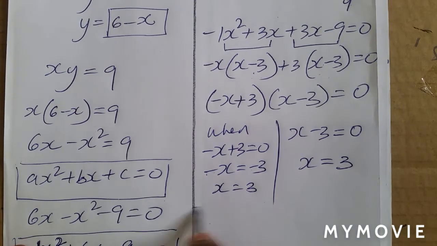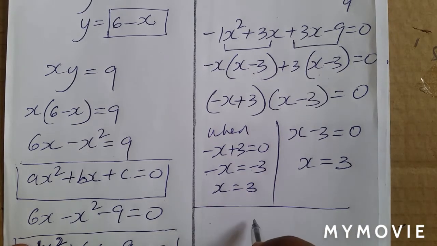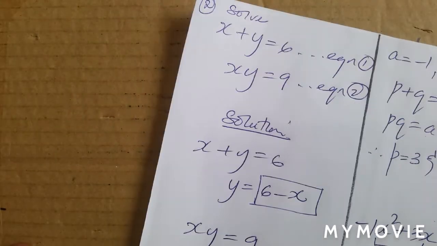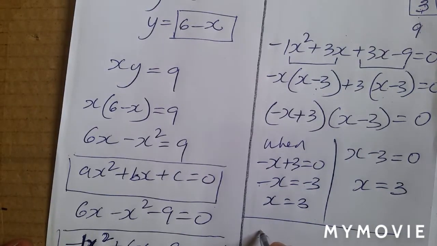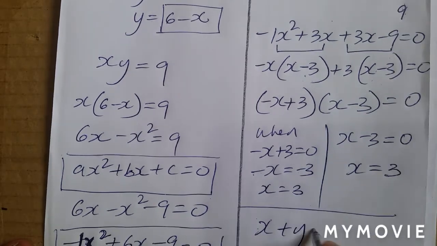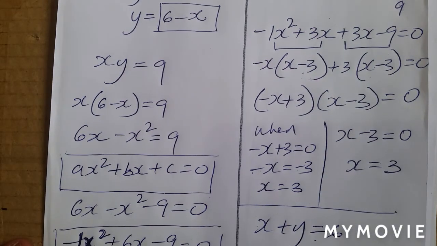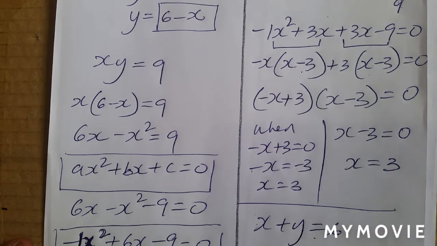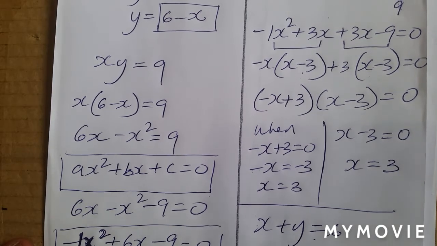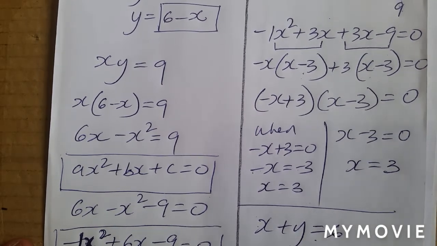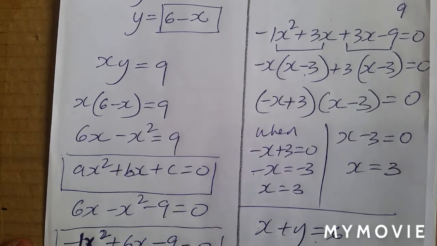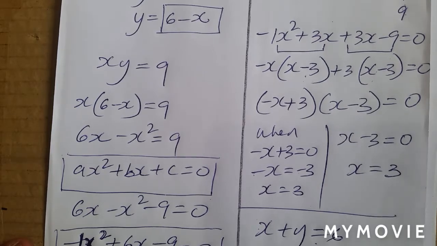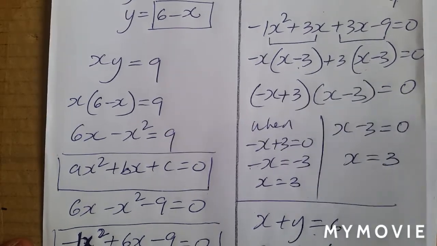Seeing that we have the value for x, to find the corresponding value for y, we can plug x into any one of these equations. So x plus y equals 6. So we're going to just substitute. x is equal to 3, so I'm going to put that in there. And y is going to be equal to 6 minus 3. y is going to be equal to 3. So therefore, x is equal to 3 and y is equal to 3 as well.